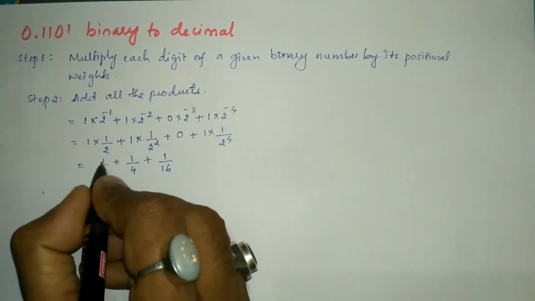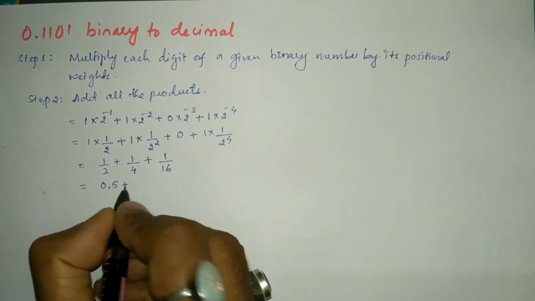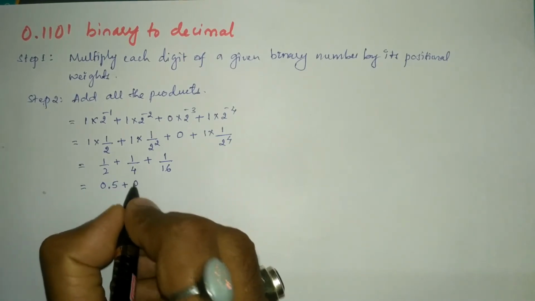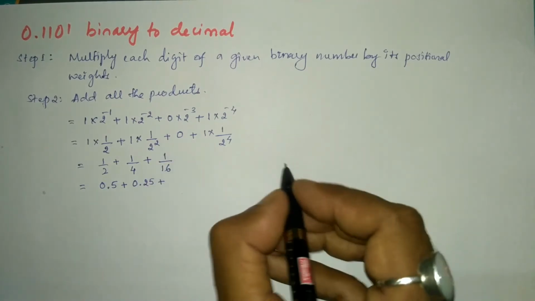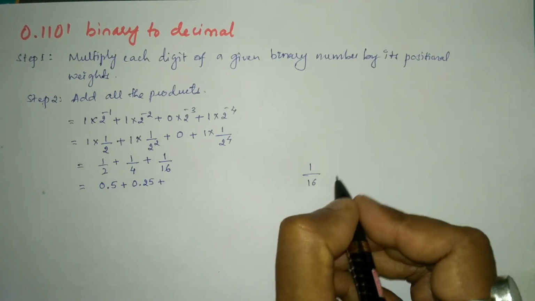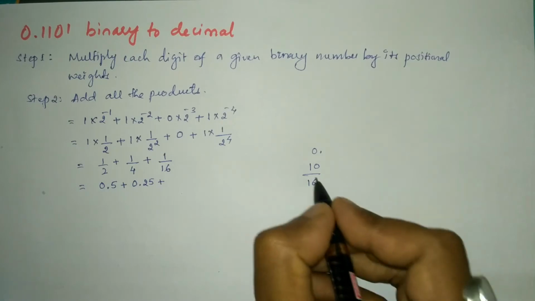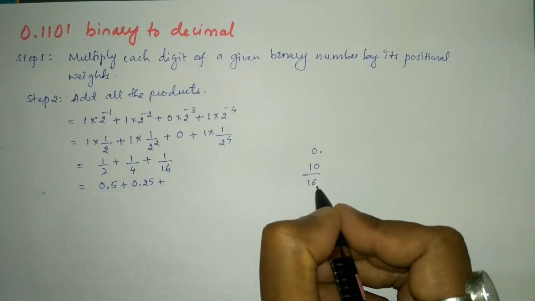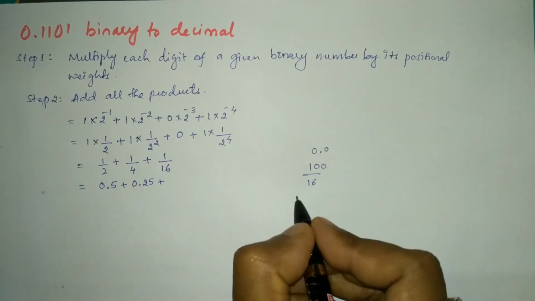Let us further simplify. 1 divided by 2 can be written as 0.5, plus 1 divided by 4 can be written as 0.25, plus 1 divided by 16. So here we'll write 1 divided by 16. 1 cannot be divided by 16, so let us take 0 point. Here it will become 10. 10 is less than 16, so once again we'll take one more 0, to make it 100.